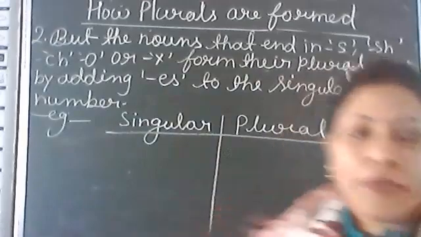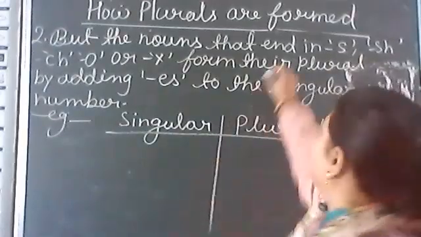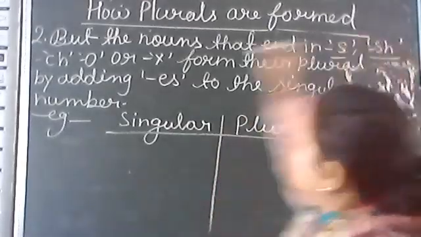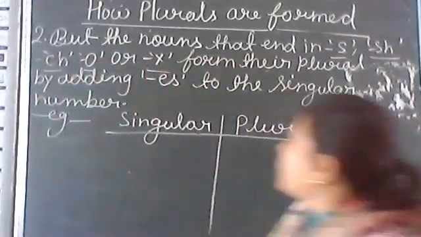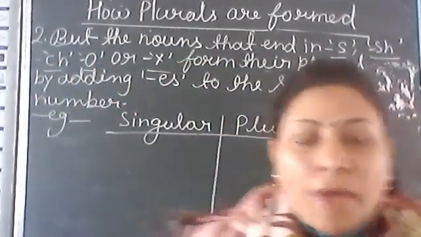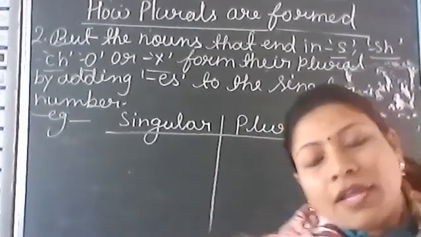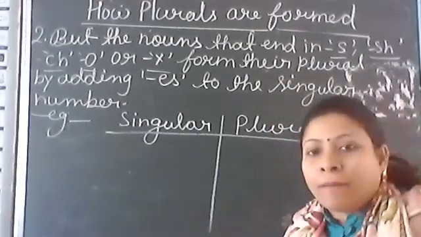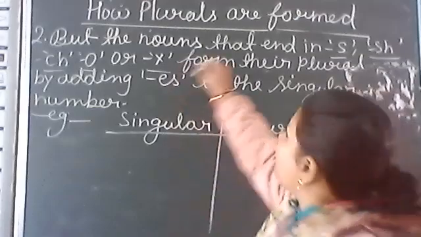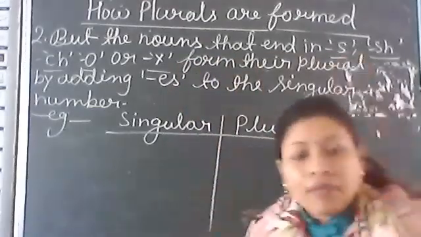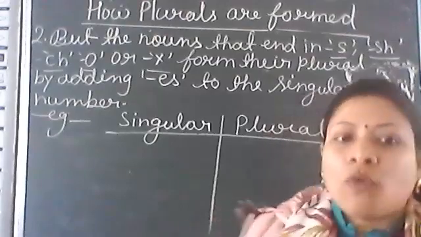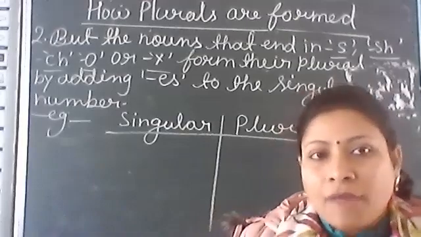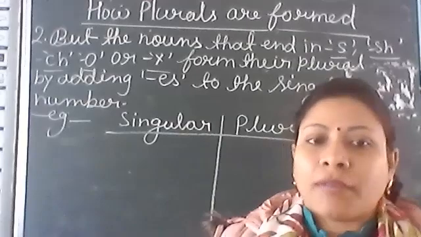Second point we have: some nouns end with s, sh, ch, o, or x, and form their plural by adding es. In such a noun, we add es to the singular number, and it will be the plural one. Some nouns that end with s, sh, ch, o, or x form their plural by adding es. And when we add es to the singular, it will be plural.